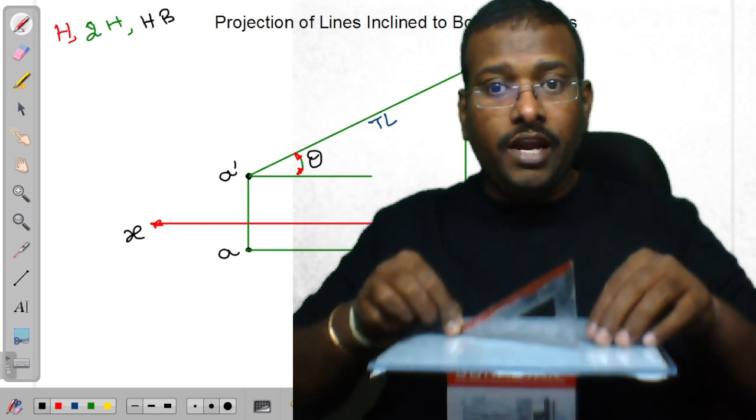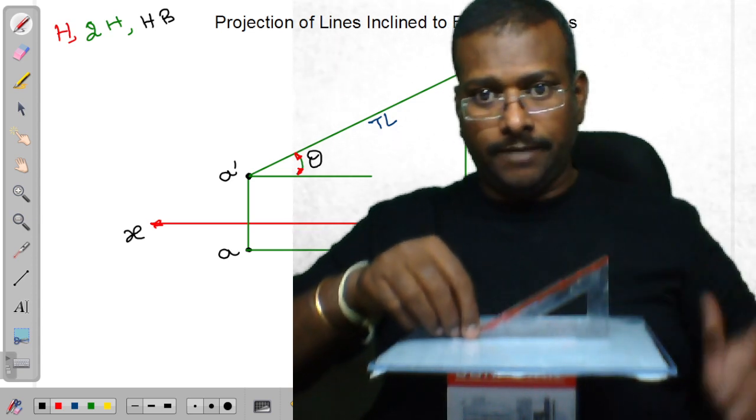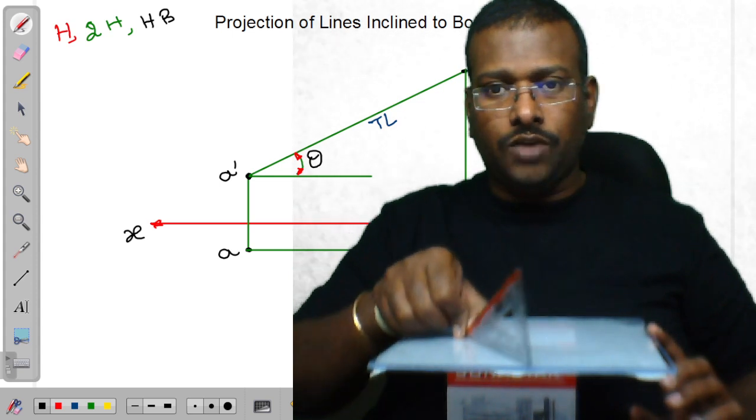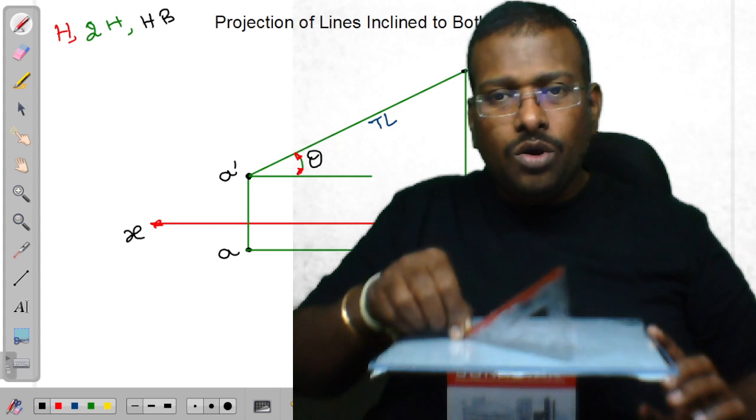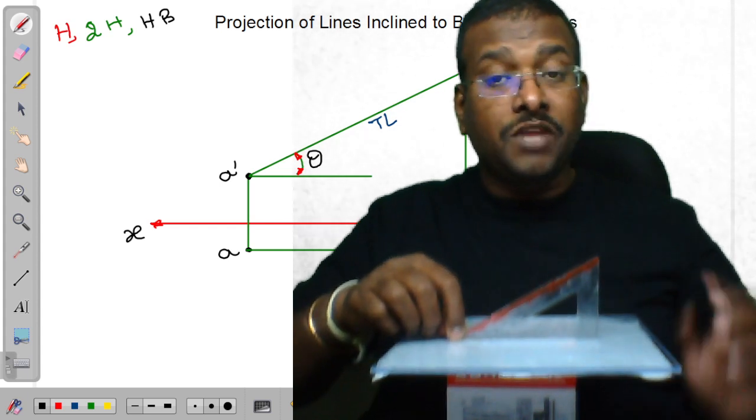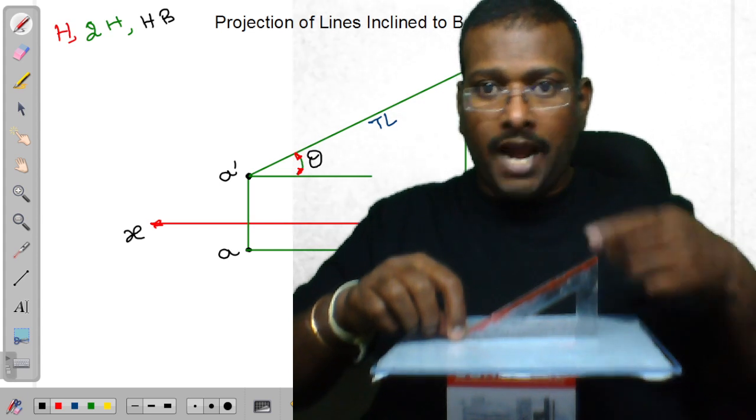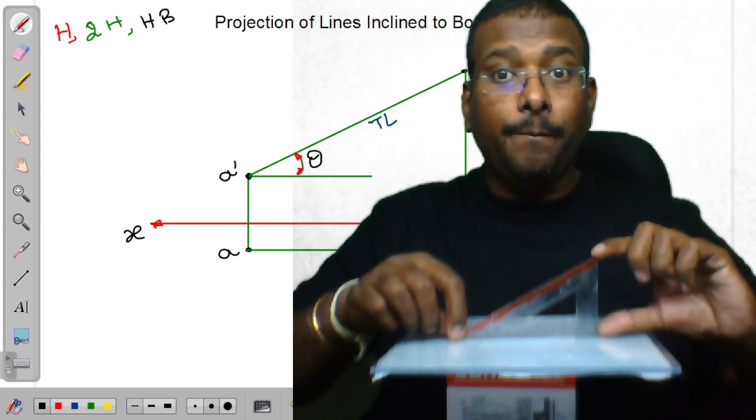These are the various possibilities for phi. For theta I am fixing, but phi is 5 degrees, it will move to here; 10 degrees, 20 degrees, 40 degrees, 50 degrees. Like this it is going to rotate. Now observe, my dear friends. When the line is inclined to HP and parallel to VP, I got this as the height of B in the front view.